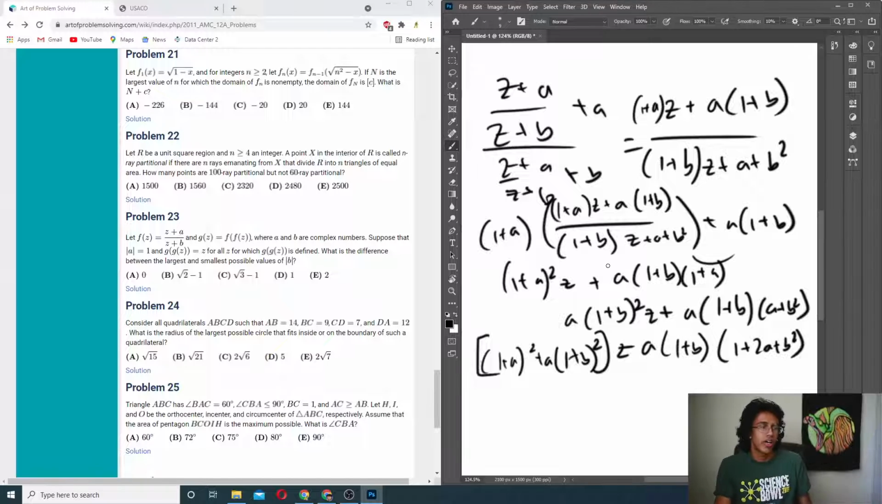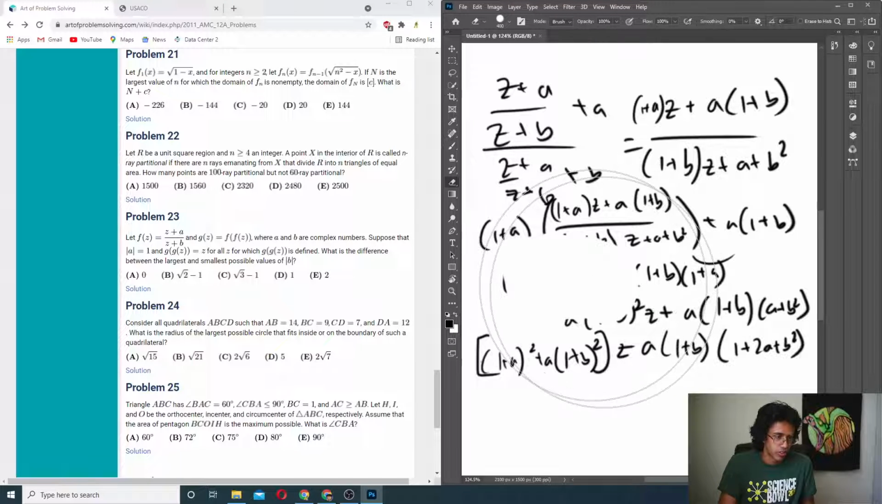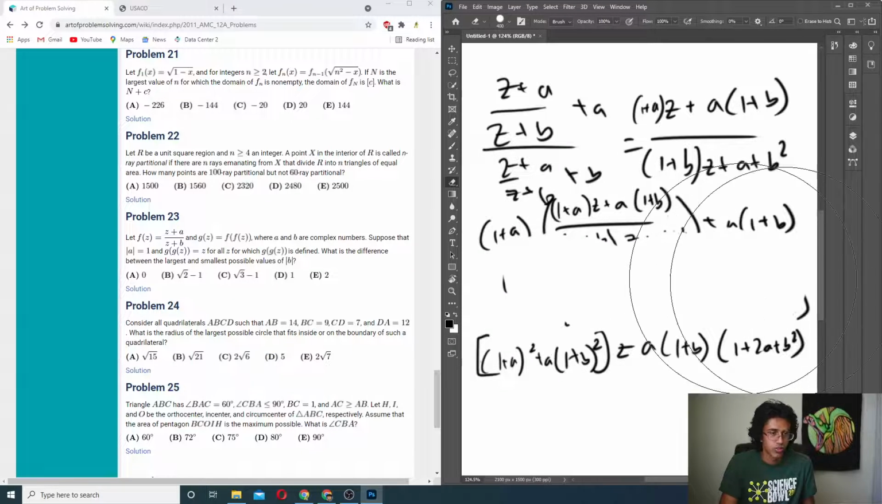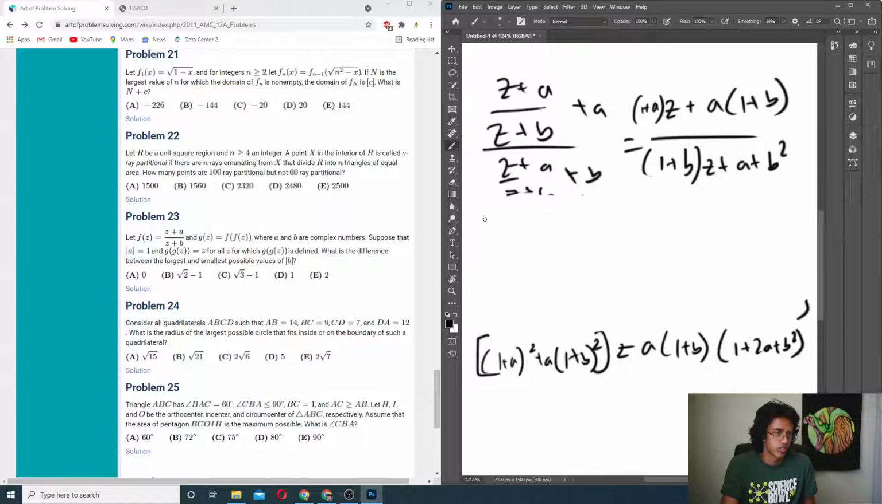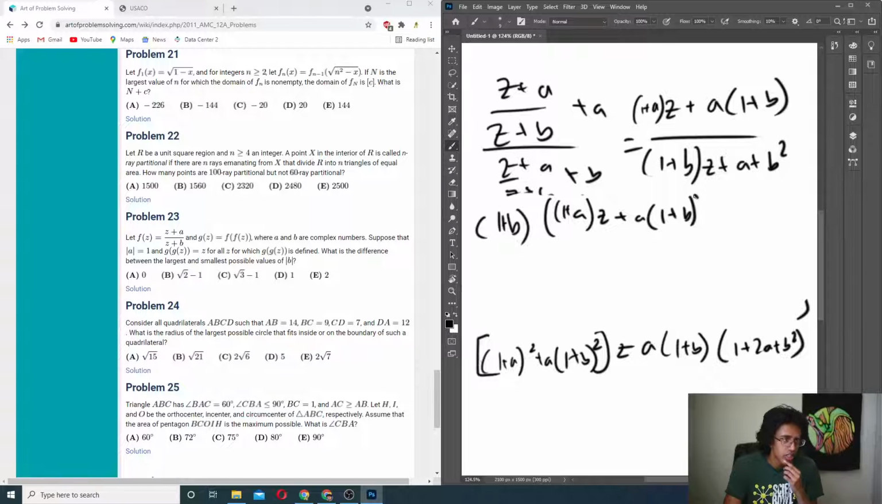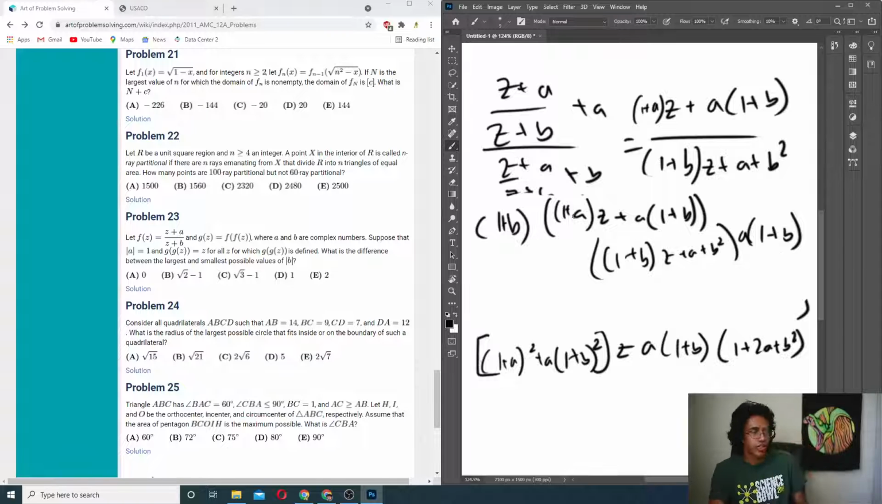Okay, so now let us do the denominator, and then eventually we should be in good shape. The denominator is basically the same thing, except with 1 plus b over here times 1 plus a z plus a times 1 plus b. And then we have the denominator, which is 1 plus b z plus a plus b squared, whole thing times this, a times 1 plus b. Is that right? Let me double check. No, it's times a plus b squared.